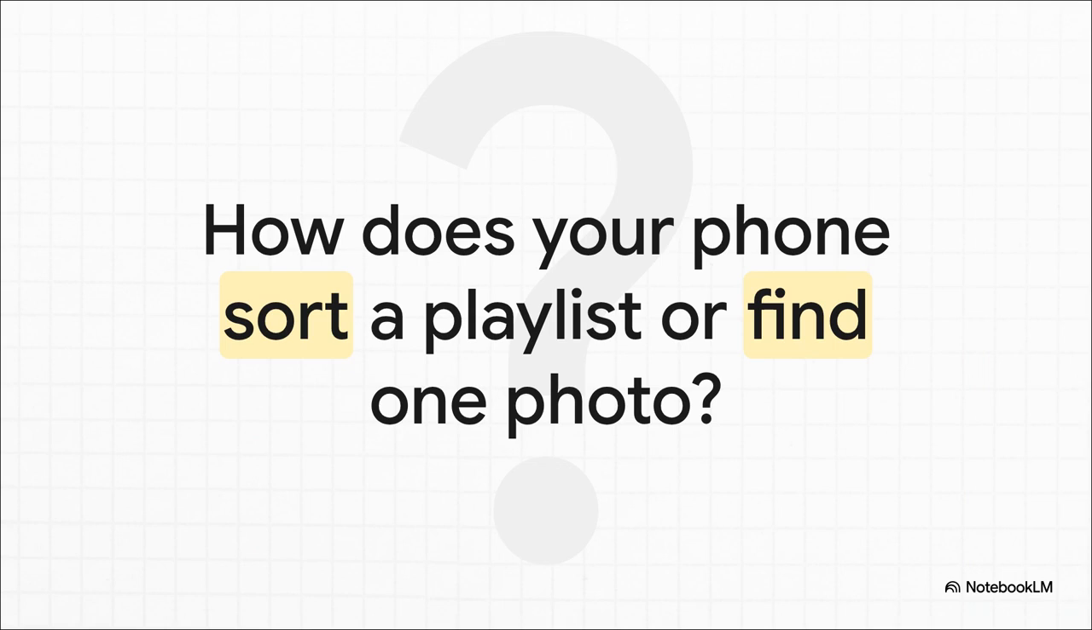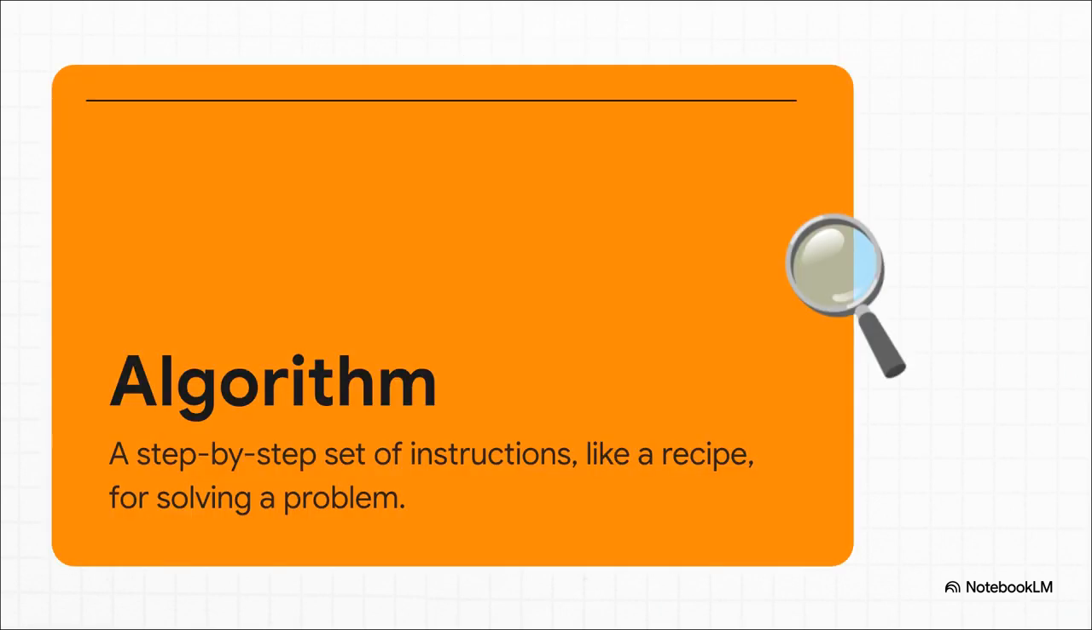Have you ever stopped to wonder how your phone can instantly find that one photo of your dog from 3 summers ago? Or how it shuffles a playlist with thousands of songs and doesn't miss a single beat? You'd think it's magic, right? But it's really not. Well, the answer is something called an algorithm. And look, they sound way more complicated than they actually are.